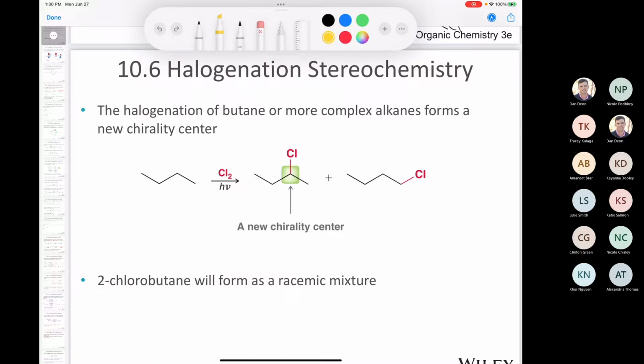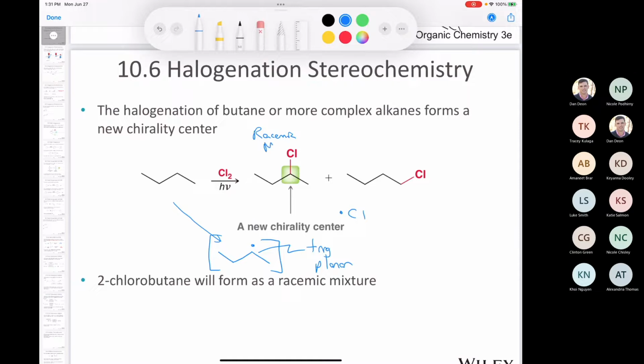Right. So you can imagine that with 2-chlorobutane, if you make a compound like this, it could be R or S, and you actually end up with a mixture, right? Because when you make that radical on the secondary carbon like this, if you make this radical as your intermediate, remember that this is trigonal planar. So that means the chlorine radical can come in from the back or it can come in from the front. So you actually end up with a racemic mixture.